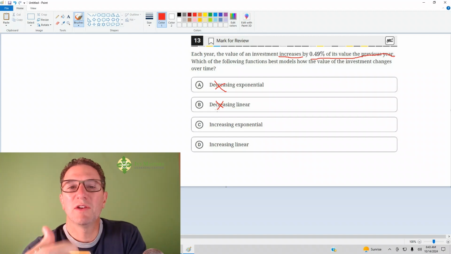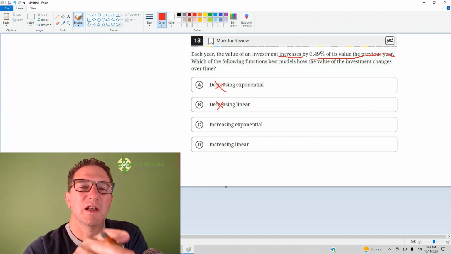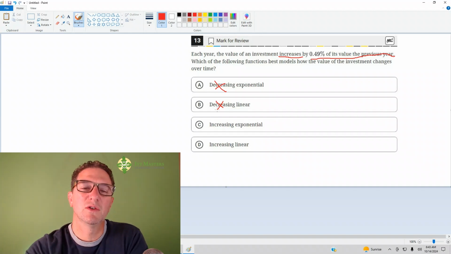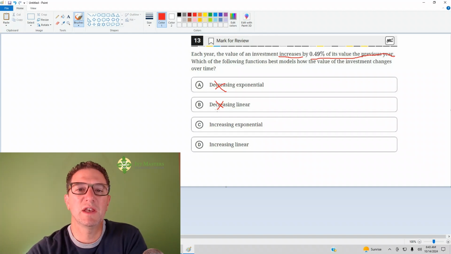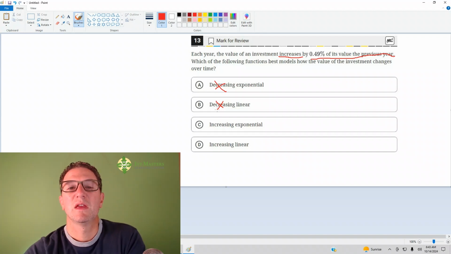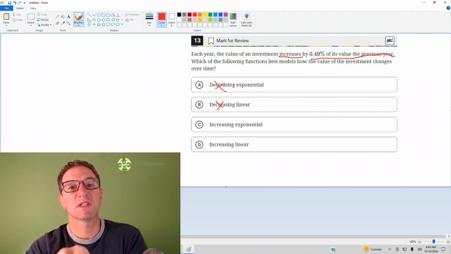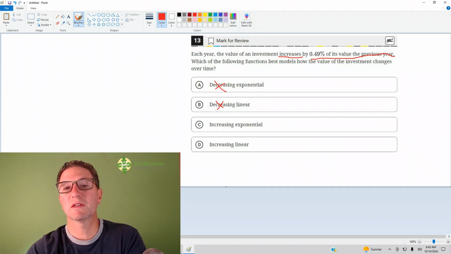Now, generally, if it's a number increase per whatever, in other words, if Johnny gets an allowance of $7 per week, then it's going to be linear. So if it's a percent per previous, then it's going to be exponential. But if it's a percent per original, it's going to be linear.